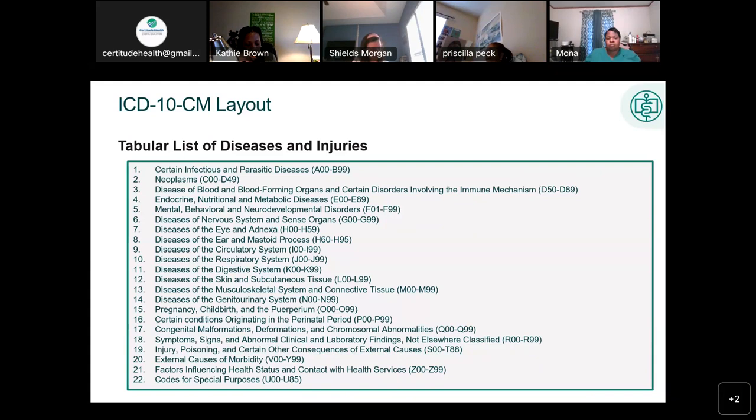Some of the guidelines that we'll go over more next week are things that tell you that your code can be three to seven characters. A guideline that tells you what the seventh character is going to be used to identify. There are guidelines specific to conventions that reference when you see specific words like and or with in your coding. There's guidance to help with the punctuation. Those are the general things that you'll see with all diagnosis codes.